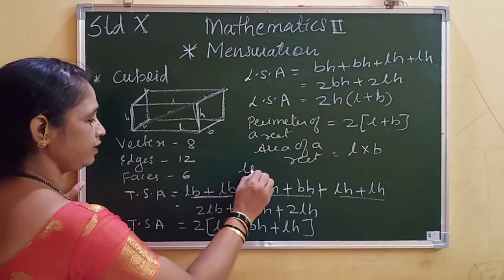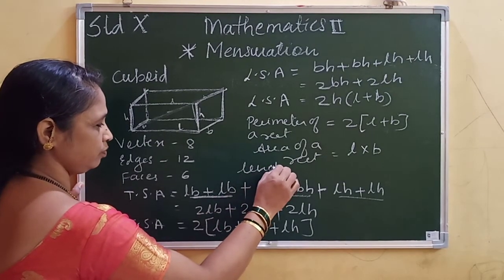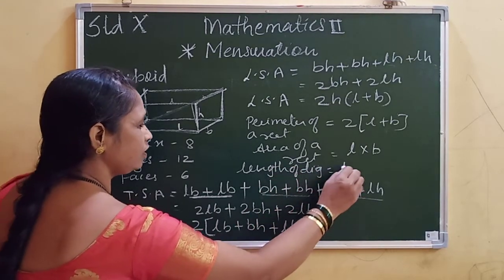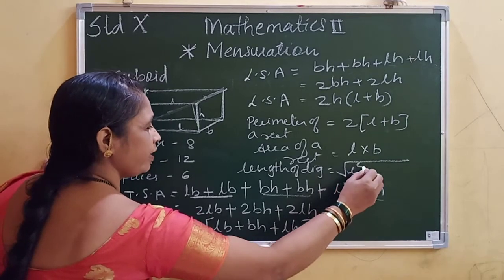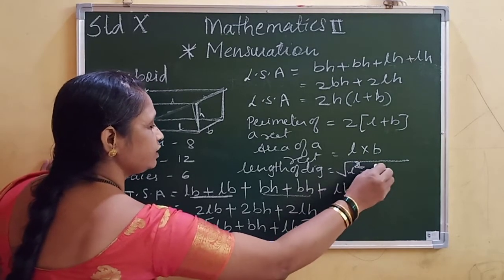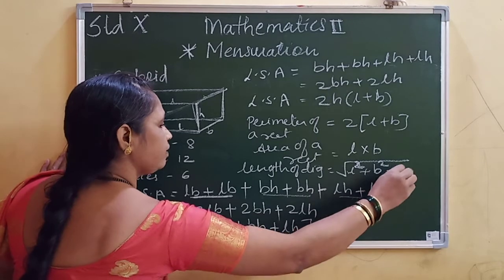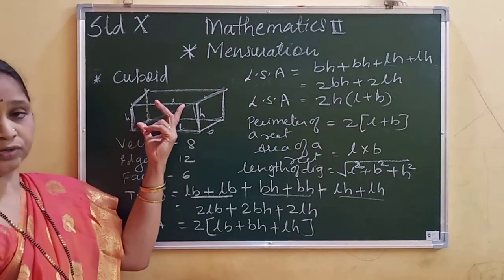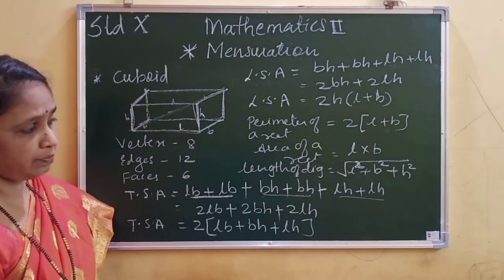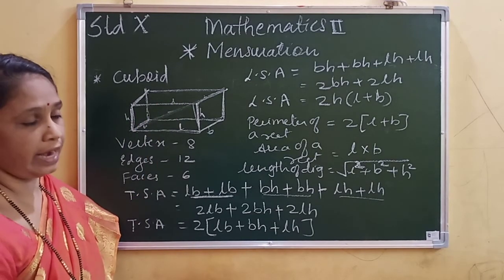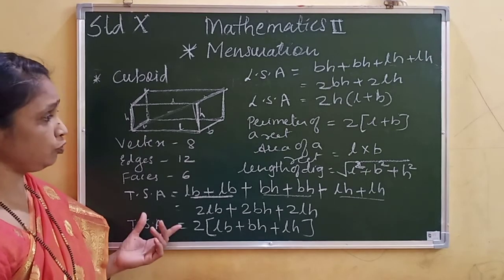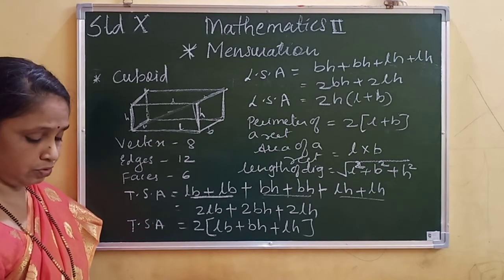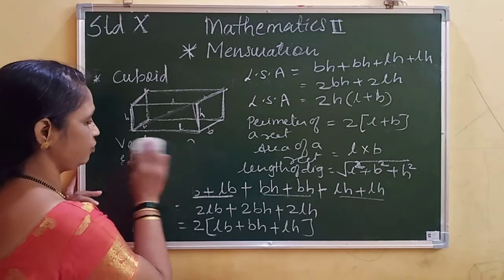So length of the diagonal is equal to what? It is the square root of length square plus breadth square plus height square. Okay, so length of the diagonal is the square root of length square plus breadth square plus height square. Now in cube I forgot to tell you about the length of the diagonal. Now you have to write all the formulas.